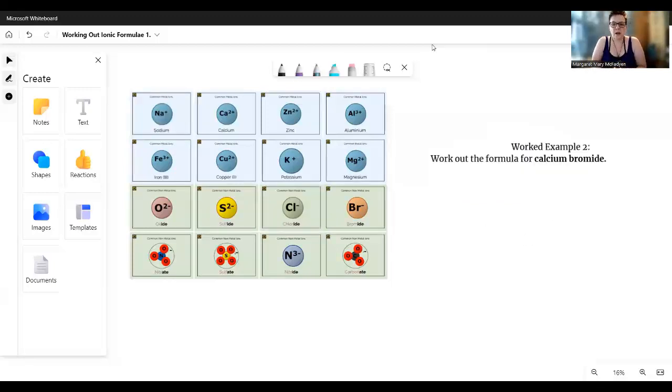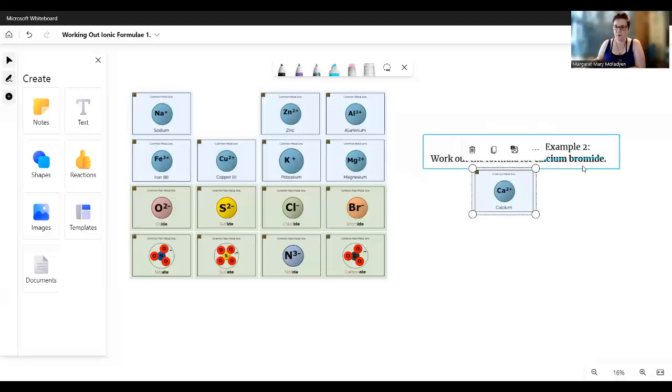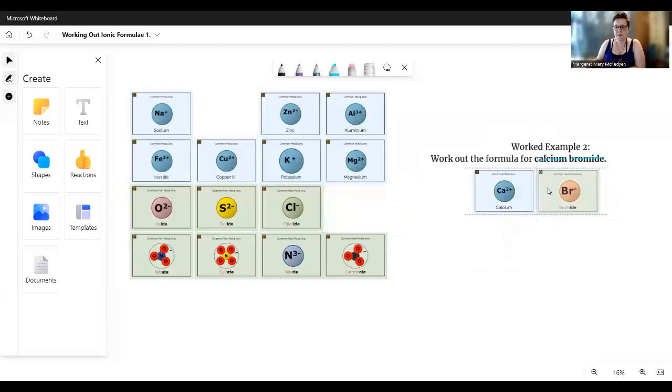So let's now look at worked example number 2. Work out the formula for calcium bromide. Again, we've got two parts to this. We've got the calcium, which is the metal ion, and we've got the bromide, which is the non-metal ion. Going to our Chemcards and looking for calcium, here we can see it. So I'm going to bring that down there. And then among the green cards, the non-metal, we're looking for bromide. So here's bromide.